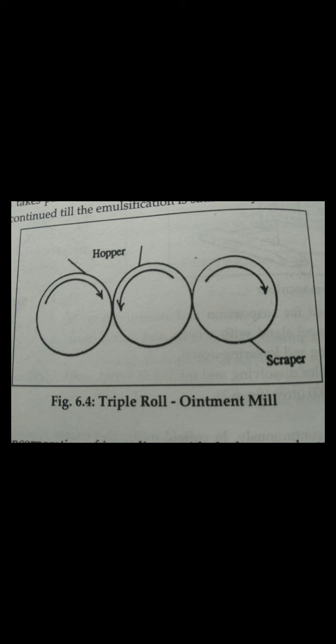A cross section of this mill is shown in the above diagram, which is the diagram of the ointment mill. The arrows in this diagram indicate the direction of rotation of the rollers. The first roller rotates clockwise, the second anti-clockwise, and the third again clockwise. These three rollers rotate at different speeds.